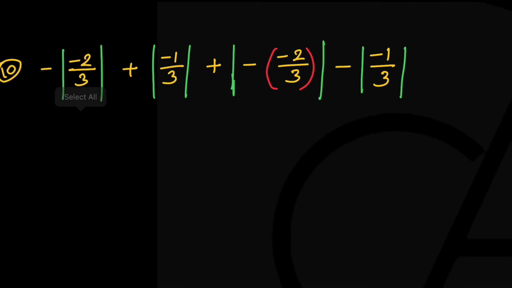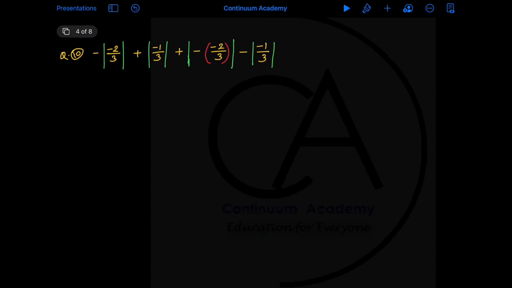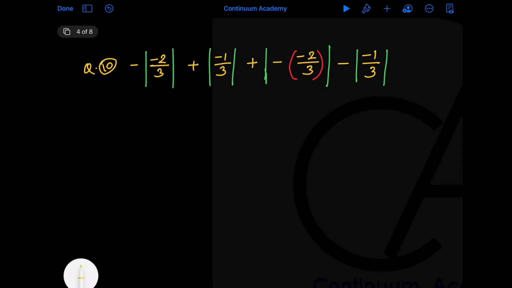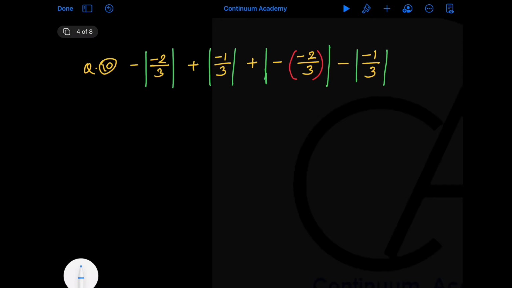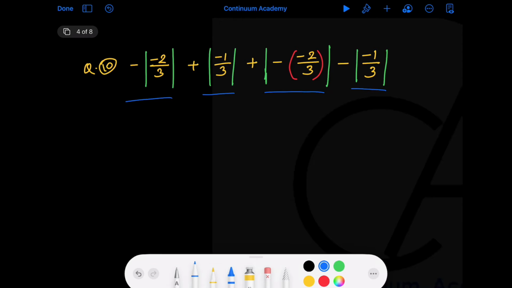Now let's solve some questions. Let me solve one question. Let's take a look at a question. This question has been taken from your assignment, question number 10. Minus mod of -2/3 plus mod of -1/3 plus mod of minus bracket -2/3 minus mod of -1/3. The green lines that you can see are the mods. Let me divide this into 1, 2, 3, 4 parts. I'm going to follow the lengthy process.